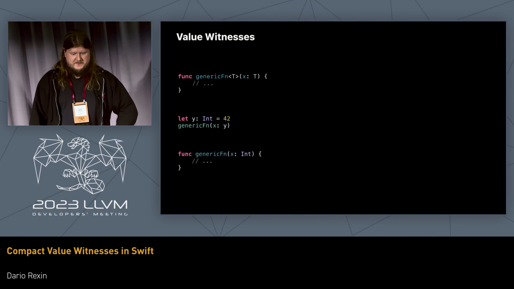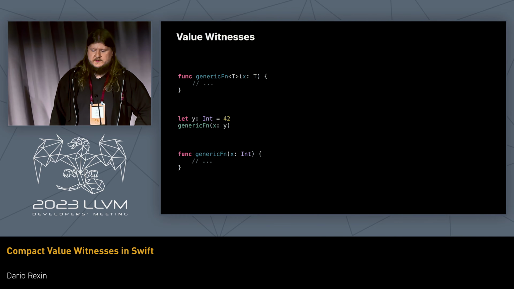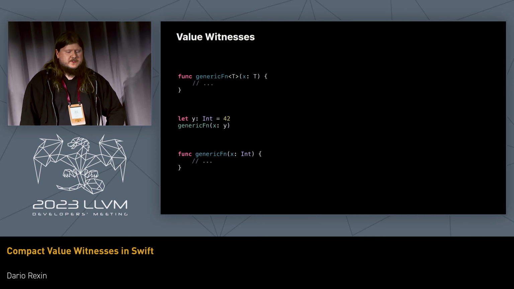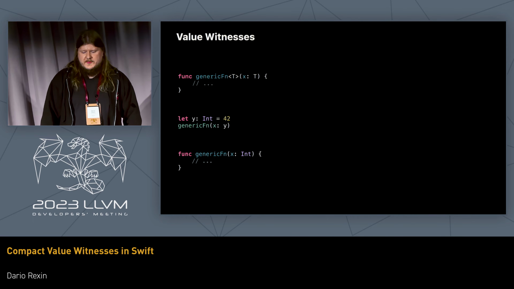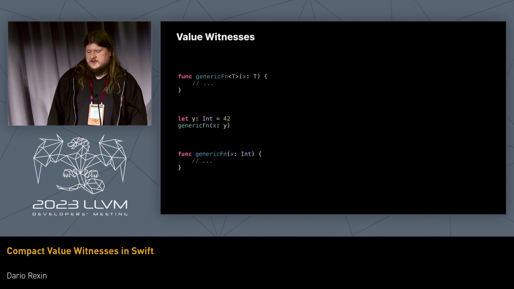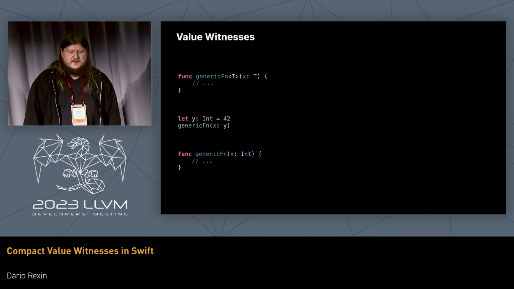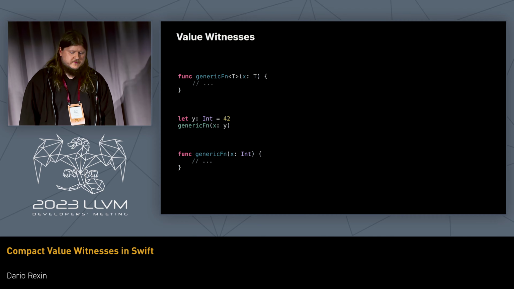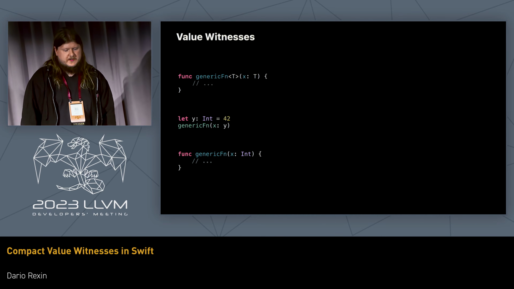Since Swift supports and encourages the use of value types, type erasure was not an option. Another big focus of Swift is ABI stability, while still allowing types to evolve if necessary. That means that monomorphization is also not feasible, because it would require a stable type layout.